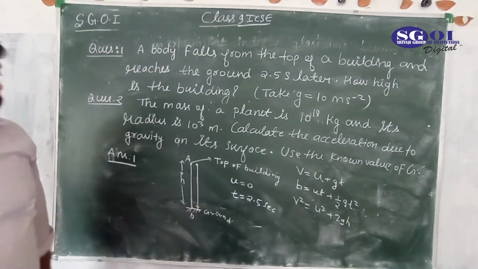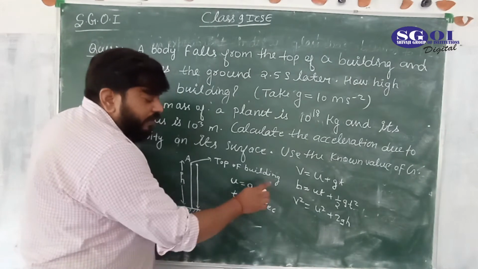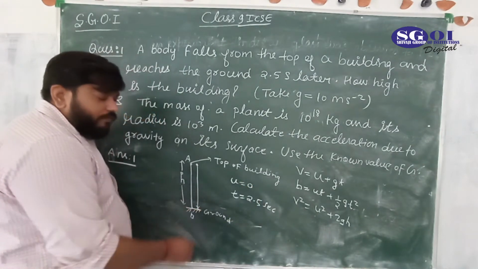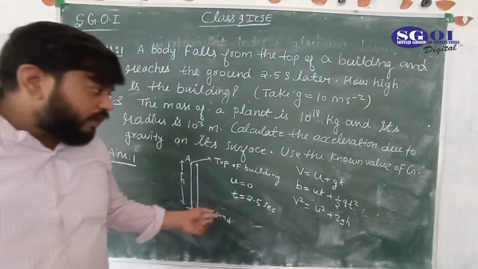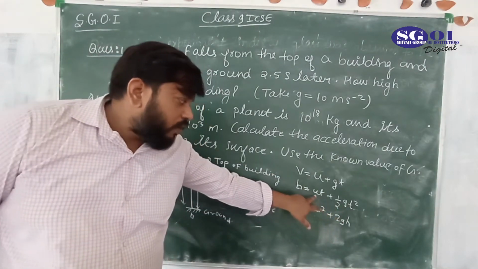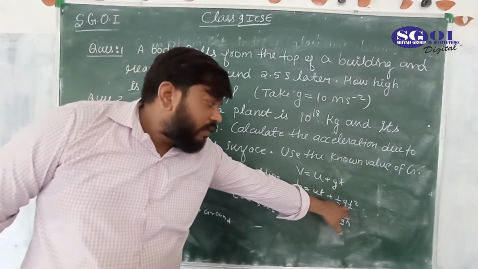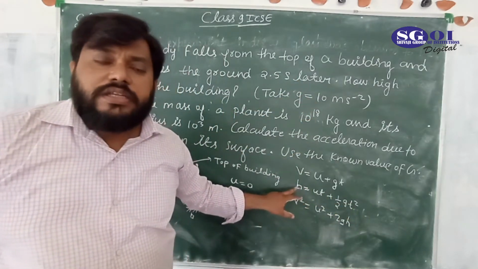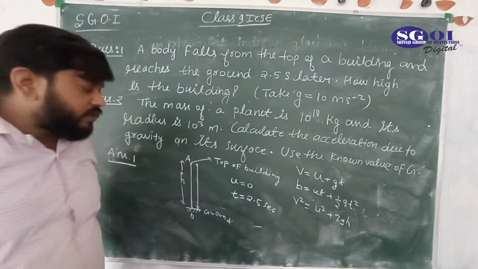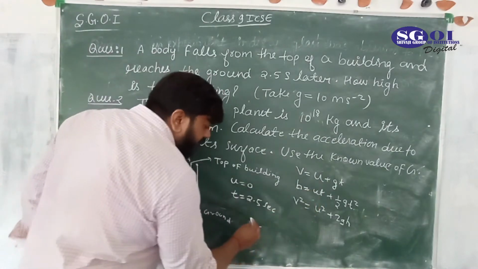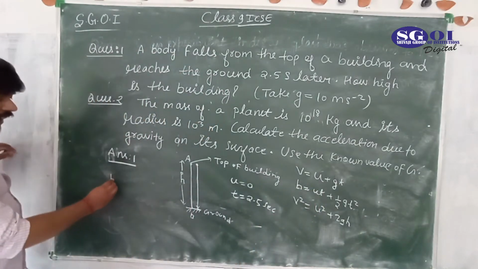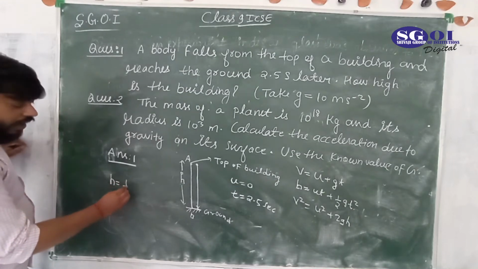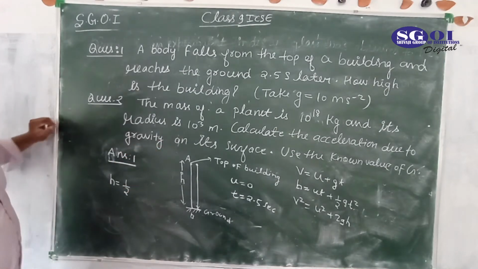You are seeing here, we have not been given the final velocity at this point. We don't know the final velocity. So we would use this equation because u is 0, so this term would be 0. We know the g value, which is 10, and we are given t. So we can find h by this second equation. So just put these values in the second equation. What we get is h equal to half g t square, only this term would remain.